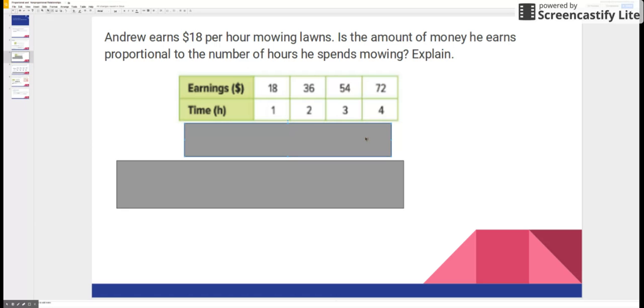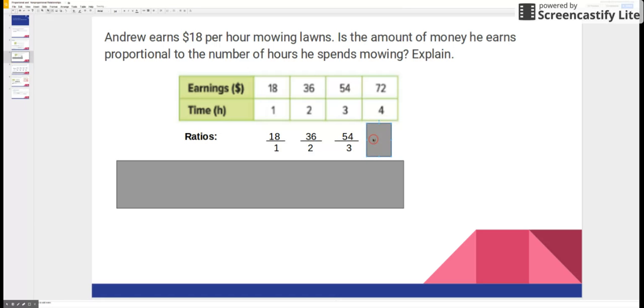All right, so now let's figure out what our ratios would be. Well, the 18 and 1 is simple. It'll just be 18 over 1. The 36 over 2 would be 36 over 2. And then it would just be 54 over 3 and 72 over 4. And now let's ask ourselves, are these ratios the same?